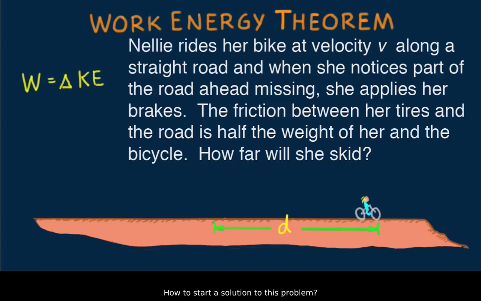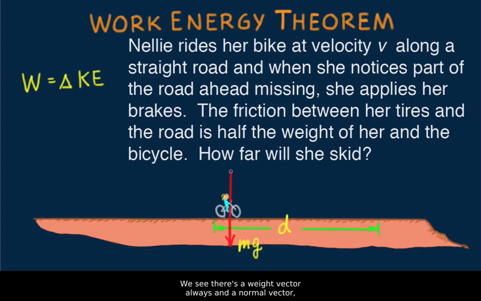How to start a solution to this problem? First, get a handle on what's going on by drawing a vector diagram. We see there's a weight vector, always, and a normal vector, which is always there when a surface is involved. Those are vertical vectors. And in this case, we have a horizontal vector too, a force of friction vector, pointing against the direction of motion. Friction slows the bike. So we have three forces acting on Nellie.